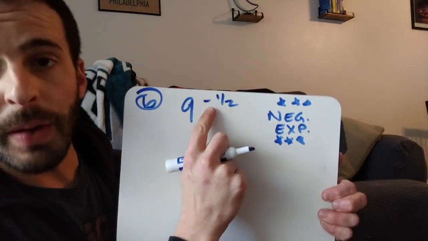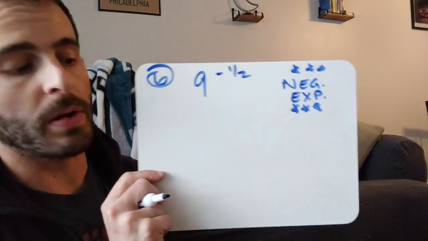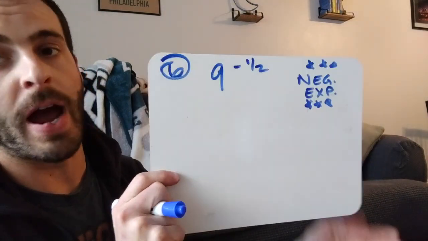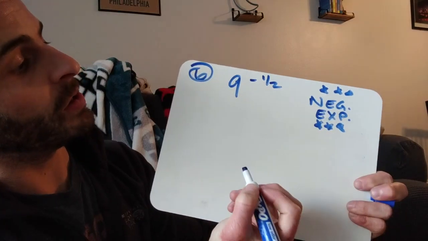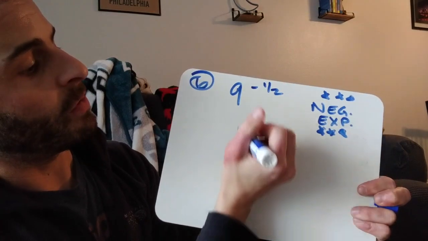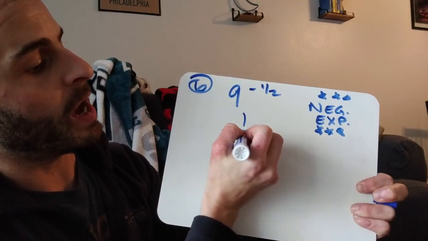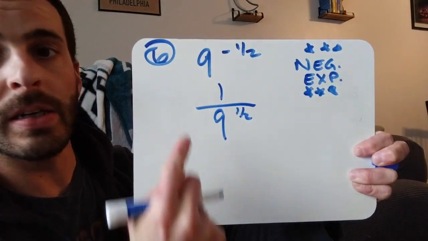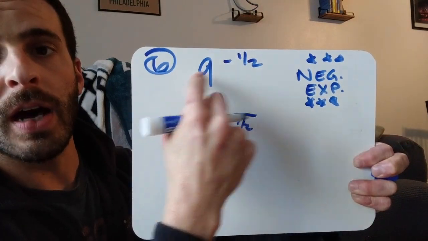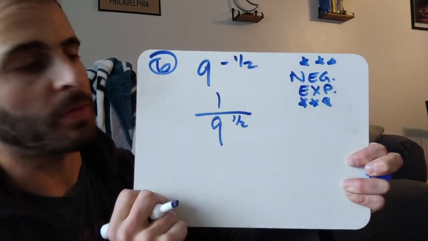Okay, for number 6, we have a negative exponent. Now, you need to think back in the Wayback Machine. What does a negative exponent mean? It doesn't mean you're getting a negative number. It means you're going to be making a fraction. The first thing you're going to do, you have 9 to the negative 1/2 power. You're going to make a fraction. It's going to be 1 over 9 to the positive 1/2 power. All I did was make the fraction. 9 to the negative fraction means 1 over 9 to the positive fraction.